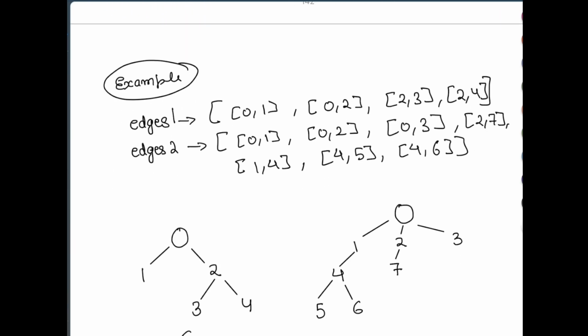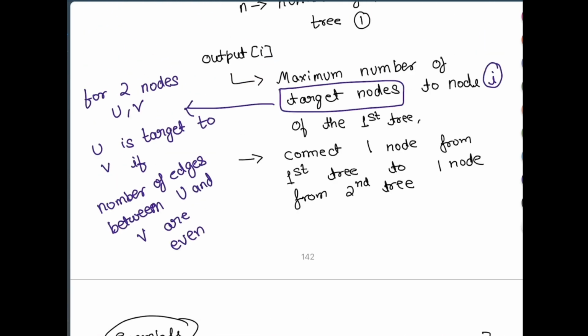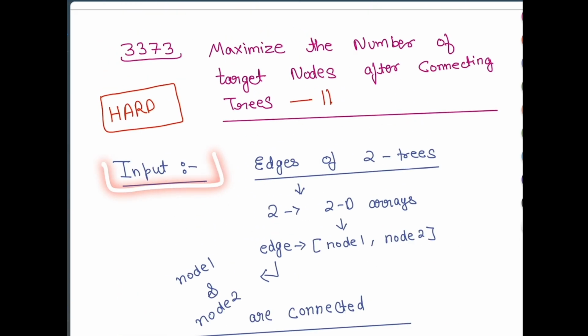Now let us try to understand it using an example, and everything is going to be clear. Now first of all, we need to see the input, right? So coming back to this, what is the input we have? We have the input as edges of the two trees, and these edges are 2D arrays.